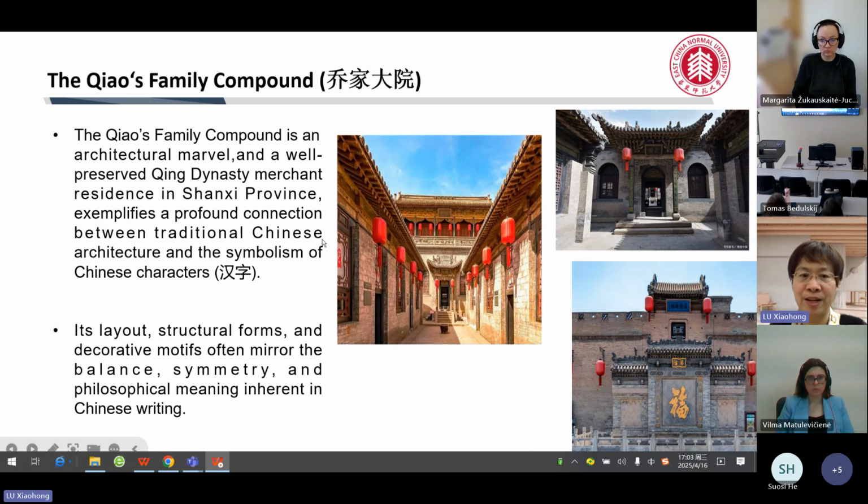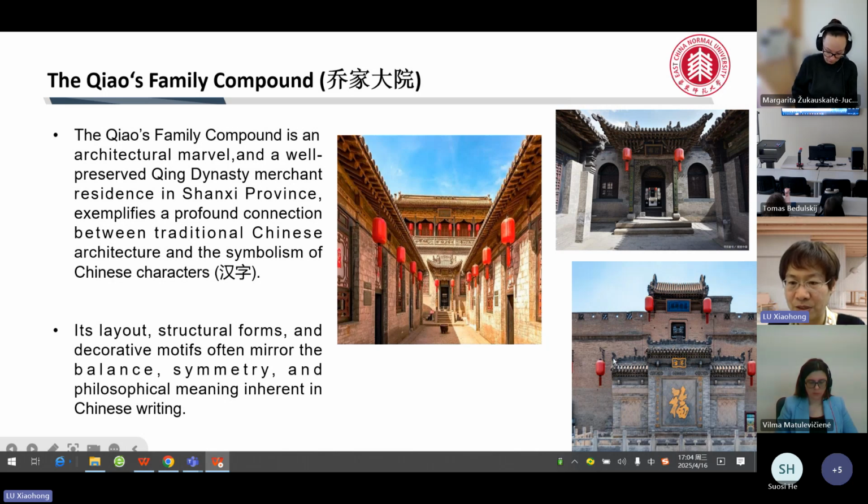Well, there is another very important architecture, which is the Charles family compound. This Charles family compound is a well-preserved Qing Dynasty merchant residence. So this is a residence for a merchant. It is still there in Shanxi province. So this compound can demonstrate a profound connection between Chinese architecture and the symbolism of Chinese characters. So its layout, its structural form, and its decorative motifs often mirror this kind of balance, symmetry, and philosophical meaning inherent in Chinese writing.